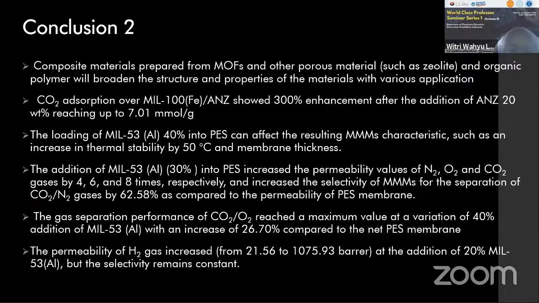It's 8 times. And the gas separation performance for CO2 and oxygen is at maximum value, with the variation of 40% addition of the MIL-53, and can increase around 26.7 compared to the PES membrane. And the permeability of hydrogen gases can also increase with the addition of 20% of MIL, and as you can see, we can surpass this Robeson curve, and we can be in the upper position of the Robeson curve.